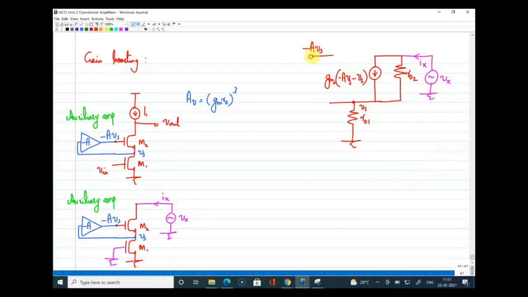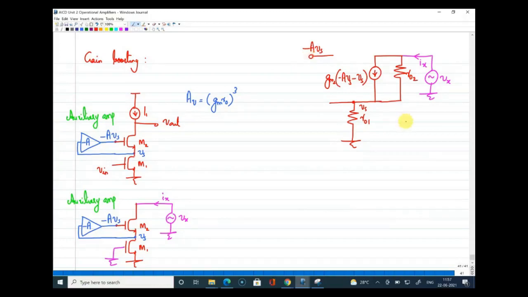The equivalent circuit: the M1 transistor is replaced by a resistance. The current source will not exist because the VGS is 0. Now the second transistor, which is M2, is replaced by the current source and the resistance. I just neglected the body effect, and suitably marked the gate and source potential as minus AVs and Vs, and based on that I have named the current source value as gm2 into minus AVs minus Vs. Right. Now what I need to find here is Vx by Ix.